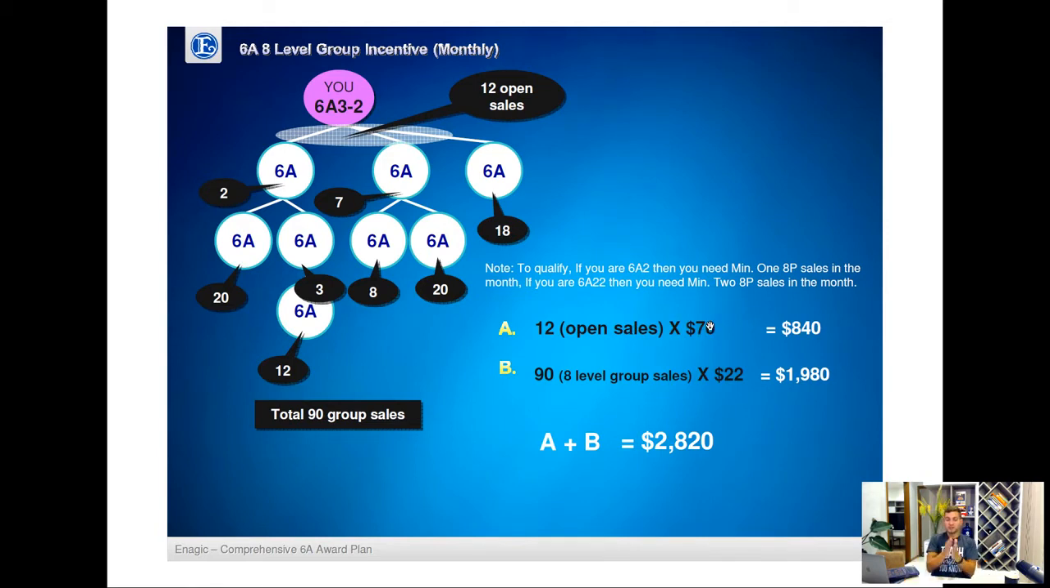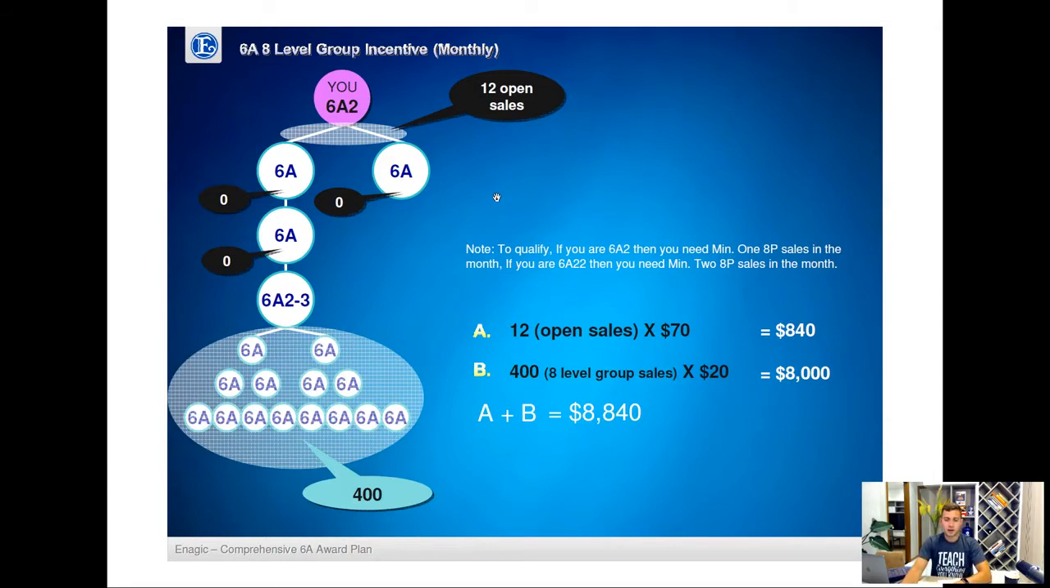That's awesome. So the 12 times 70 this time. Remember, if you have more than 10, you get that $30 additional per every single sale, right? So now it's not times 40, it's times 70. So 12 times 70 is $840. And then check out all this production. We got 2 from this guy, 7 from this one, 18, 20, 8, 3, 20. Add all those up, 90 group sales within your organization under all those 6As. That's 90 times $22, it's $1,980. Add all that up, and that's your monthly bonus, your monthly award of $2,820, just for some of your personal production, but mainly your team's production.